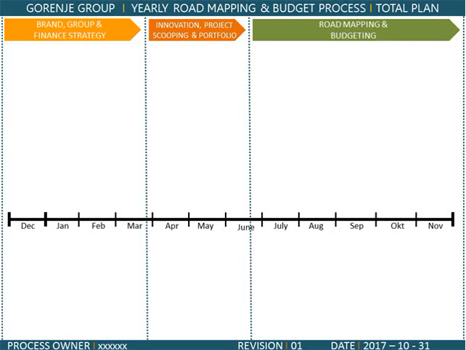In the middle you find the timeline for this process. The yearly road mapping plan starts in the beginning of December the existing year and ends in November next year. Finally, at the bottom you find information about who is the process owner of the process and also responsible for updates.